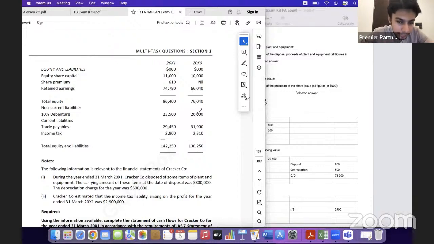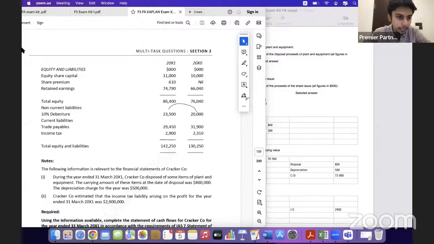Okay. Let's start. Debenture here to here. Compare and see, guys, what's the difference? 20 to 23. What happened? It has increased. So loans are increasing means what's the reason? We are settling or we are borrowing? Loans are increasing means we are borrowing. We are taking a loan.